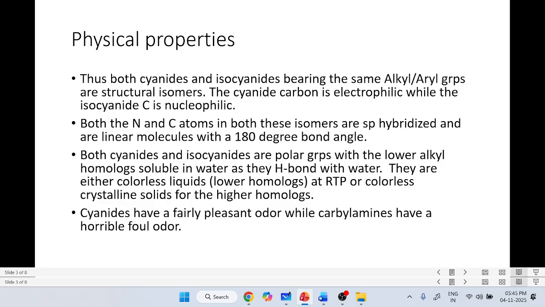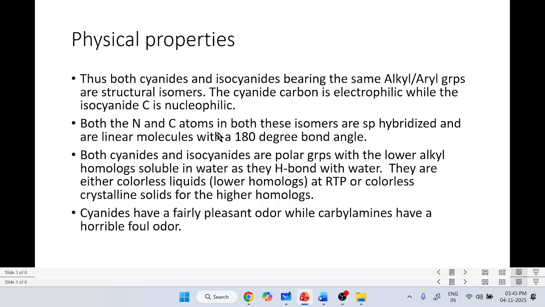So now, what are the physical properties of these two compounds? Both compounds, cyanides and isocyanides, bearing the same alkyl aryl groups, are structural isomers. The cyanide carbon is electrophilic, because the triple bond C≡N is polarized, while in the isocyanide, you can see the carbon bears a negative charge and is nucleophilic.